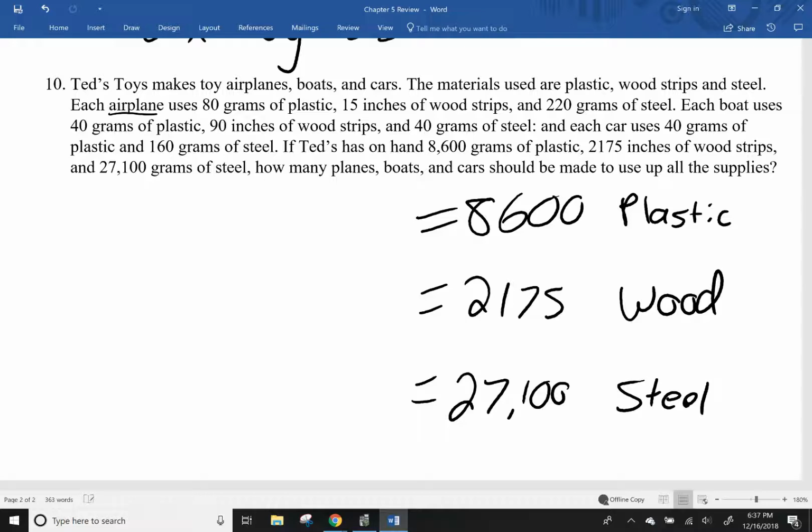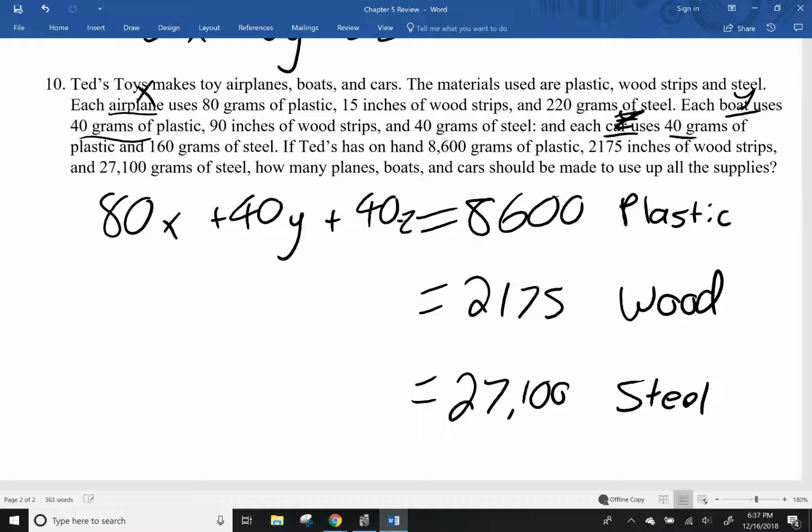We have an airplane. I'll call airplane X for my X variable. 80 grams of plastic, so 80X, 80 per airplane. Let's find boat. We'll call boat Y. Uses 40 grams of plastic, so 40Y. And then each car, we'll call car Z, uses 40 grams of plastic, so 40Z. All right, now we'll focus on wood strips.